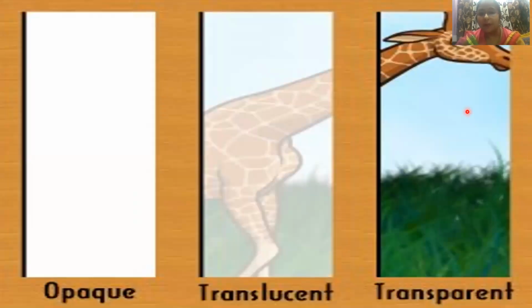Now I will show you an image. From this picture you are able to know. You can see here, this is a giraffe. Through transparent material you are able to see. Through translucent you can see but not clearly, and through opaque you are not able to see.